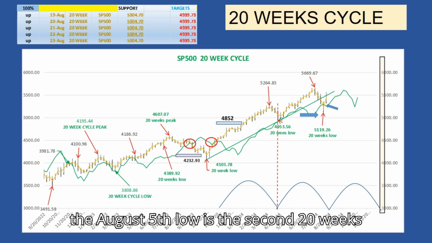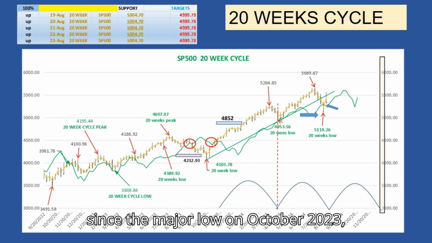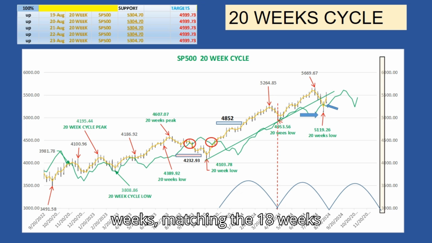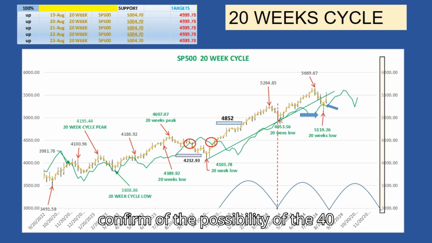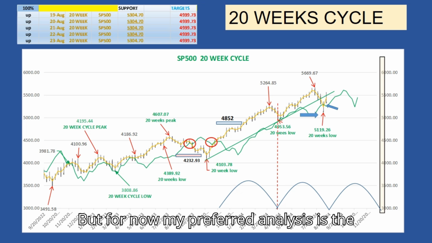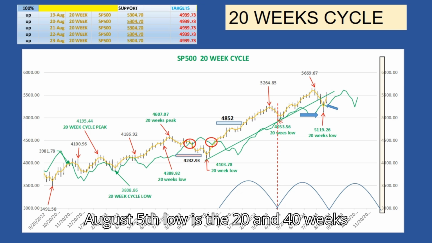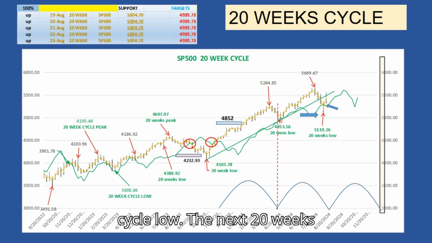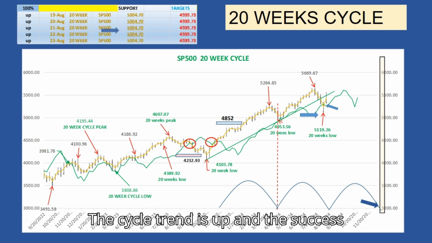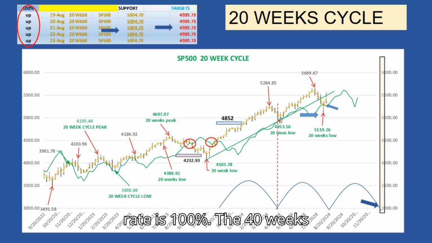If the August 5th low is the second 20-week low since the major low of October 2023, this 20-week cycle has a duration of 16 weeks, matching the 18-week length from the Hurst nominal model. A sharp decline below its cycle line, with confirmation the next week, will confirm the possibility that the 40-week cycle is not over yet. But for now, my preferred analysis is that the August 5th low is the 20- and 40-week cycle low. The next 20-week cycle low is scheduled for mid-December. The cycle trend is up and the success rate is 100%.